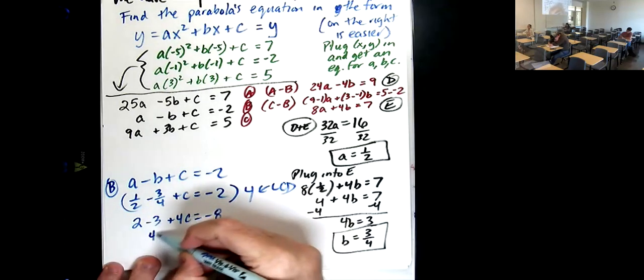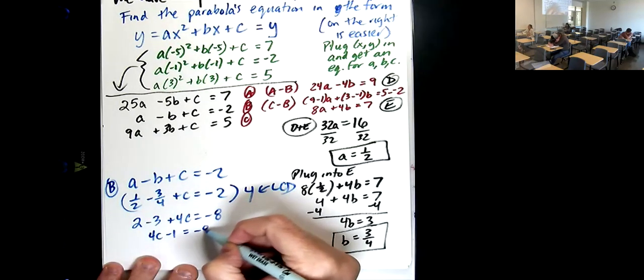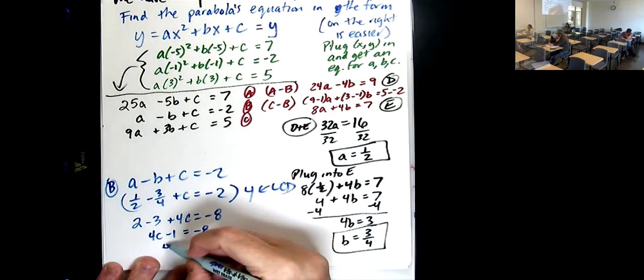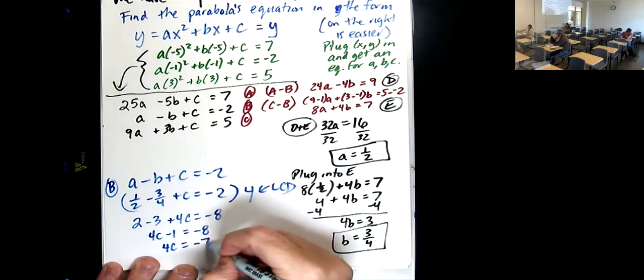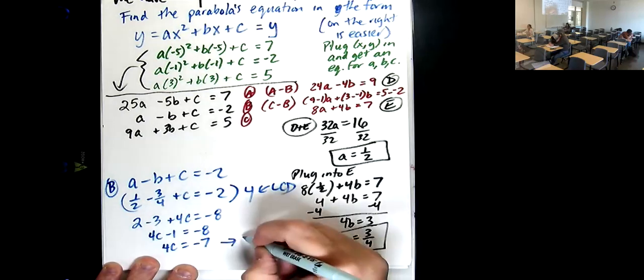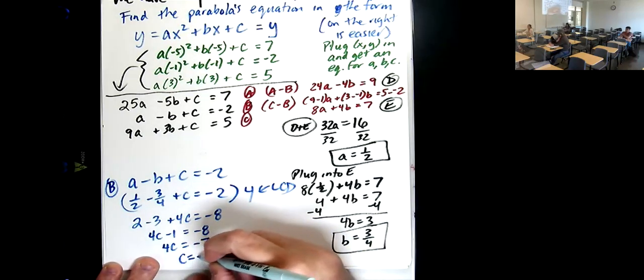We've got 4c minus 1 equals -8. Add 1 to both sides, we get 4c equals -7. And c equals -7/4.